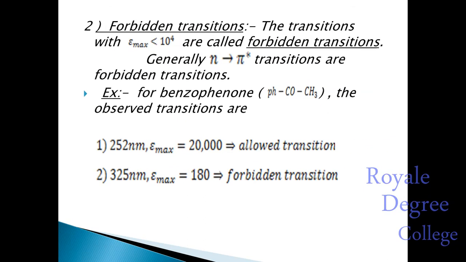The second type of transition is forbidden transitions. These transitions with epsilon max value less than 10 to the power 4 are called forbidden transitions. Generally, n to pi star transitions are forbidden transitions. For example, for benzophenone, the observed transitions are 252 nanometer with epsilon max value equal to 20,000. These are allowed transitions. And 325 nanometer with epsilon max value equal to 180. These are forbidden transitions.